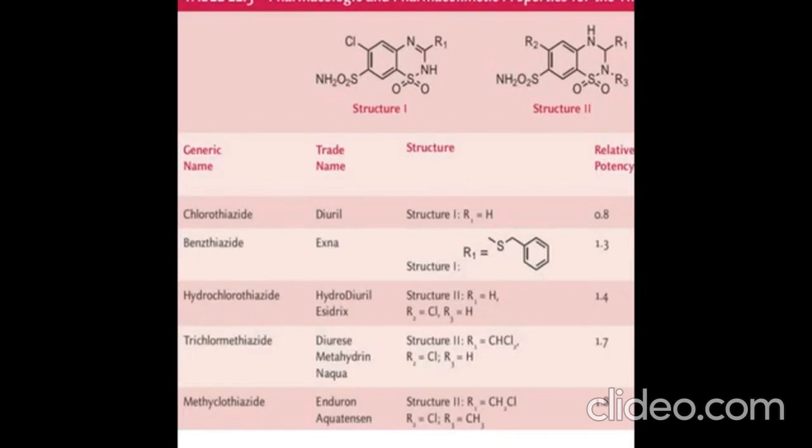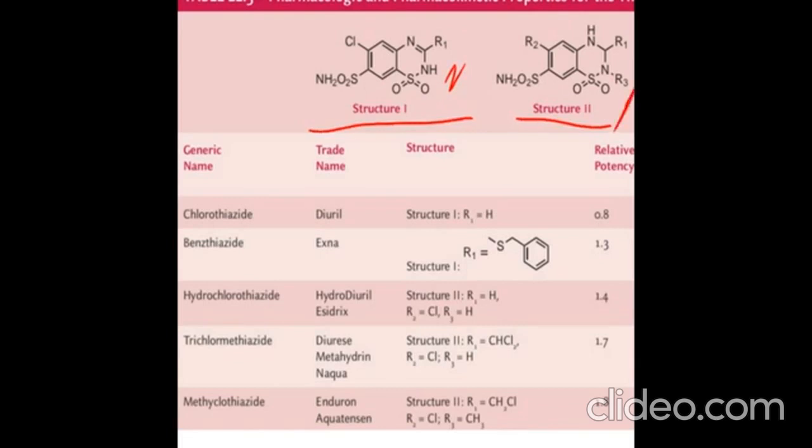Next part, the examples. In the examples, this is the first structure, and this is the second structure. At this NH group we can substitute with NCH3, and it will retain the activity.